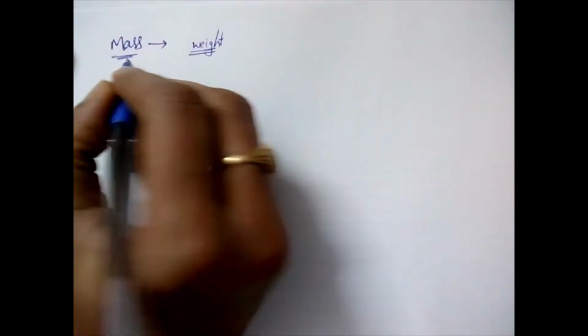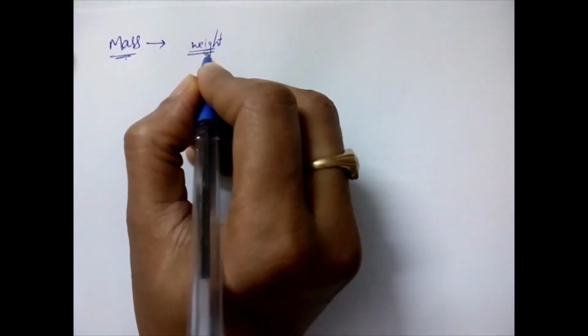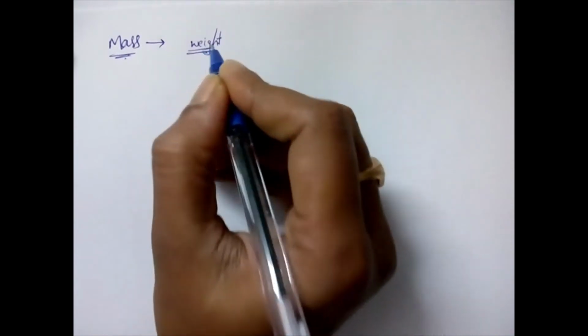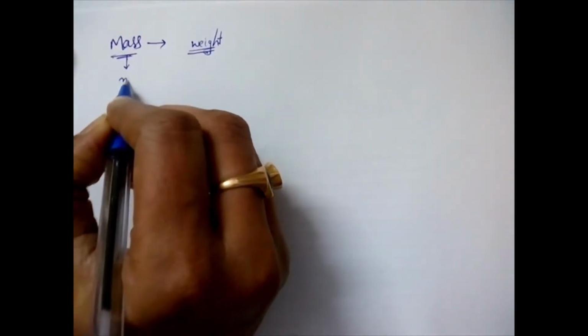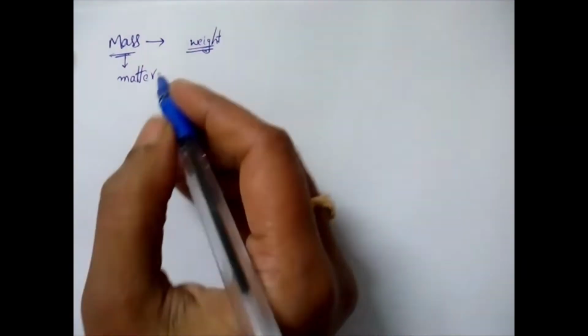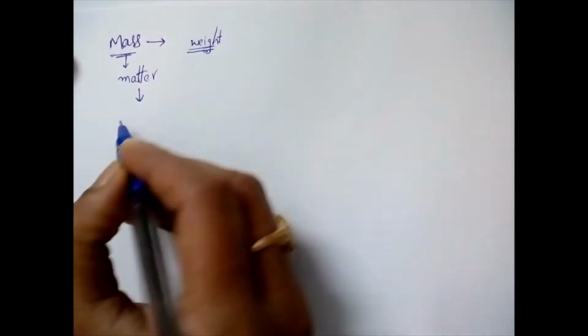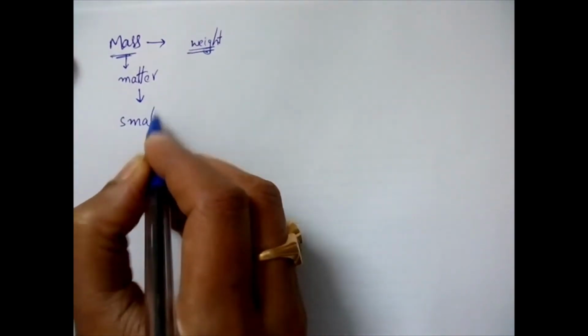Now, it is also with respect to mass. Understood? Weight you will get only from the mass. So mass means matter. What is the matter present in the body? We call it mass. I hope all of you understood this.